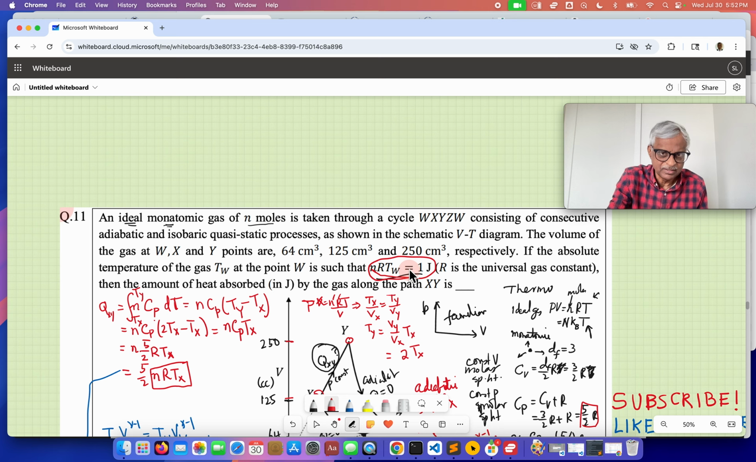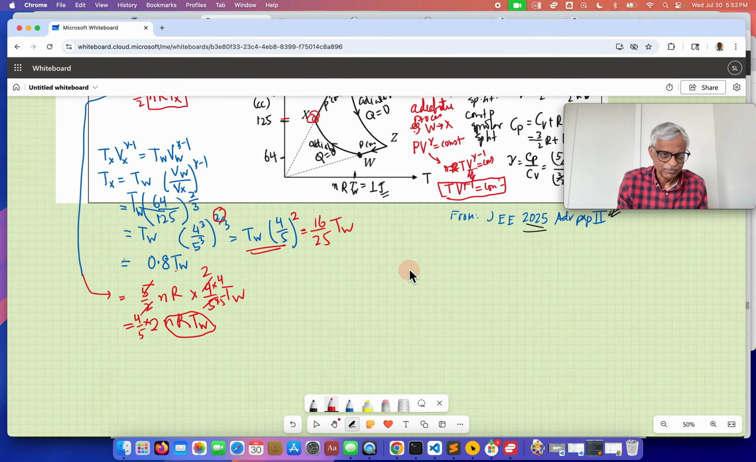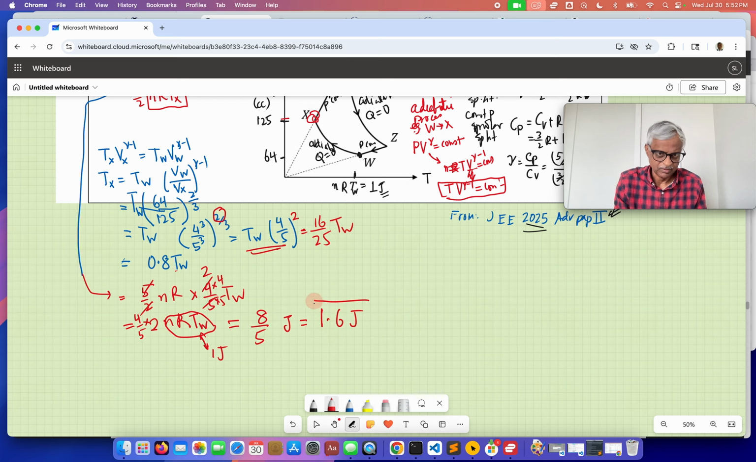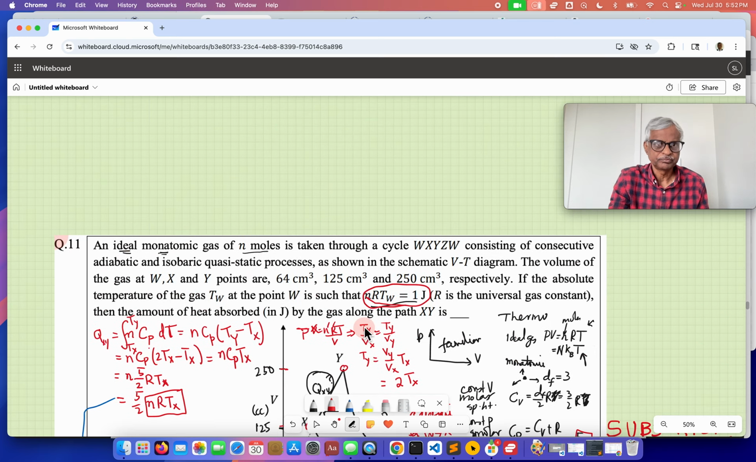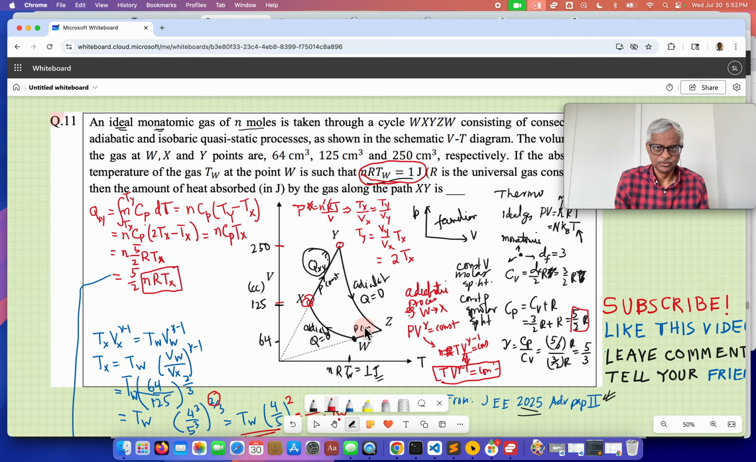Actually, they really set up the problem quite well. So this becomes 8 over 5 joules. This is 1 joule. So 1.6 joules. So that's the answer. 1.6 joules. That will be the answer. Okay, that's it.